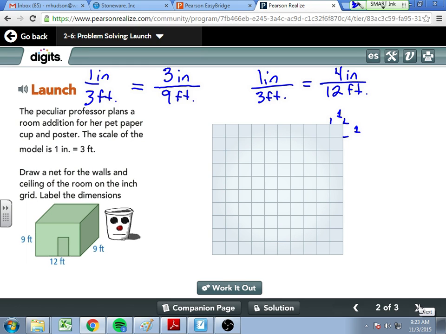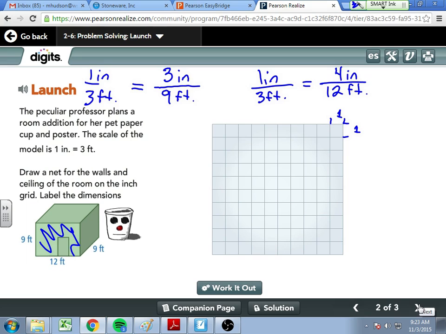Now who can describe what a net is? Not something you catch fish in. Isaiah? It's like if you fold up a net, it'll make a 3D shape. So to turn around what you just said, if you unfold a 3D shape, you'll make a net. Yeah. So we want to unfold this 3D shape. Let's start with the front wall, this wall right here, being in my bottom middle.